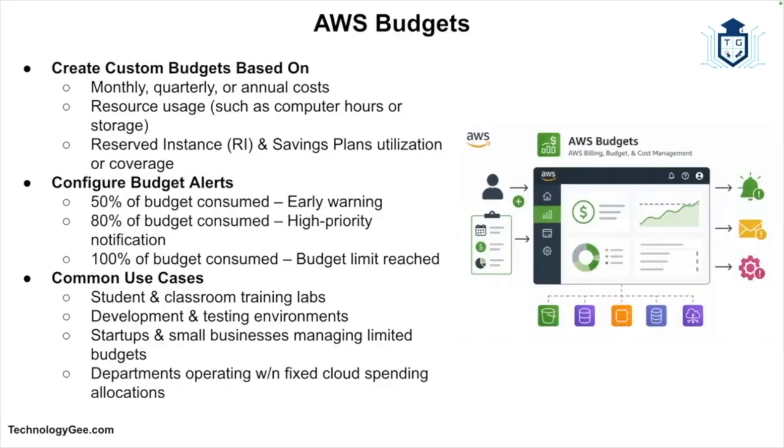Now let's talk about control. So AWS budgets, this is one of the most important tools for preventing overspending. With AWS budgets, you can set a monthly cost limit like $500 a month. You can track usage across that limit, and you can receive alerts when thresholds are exceeded. So for example, you can get an alert at 50% usage, 80%, or even 100% usage. And you can even trigger automated actions like stopping resources. And this is incredibly useful in training labs, development environments, and startups trying to control costs. So in real life, budgets, they are essentially your safety net.